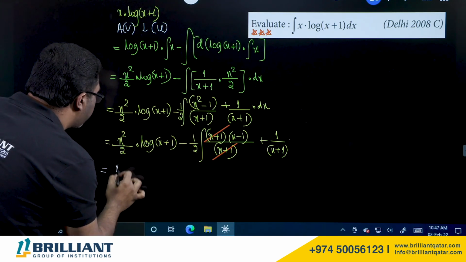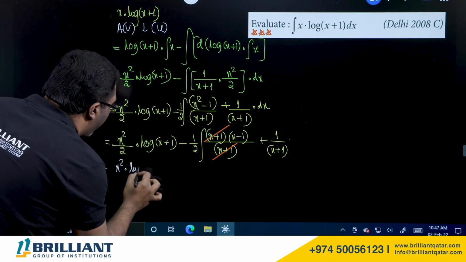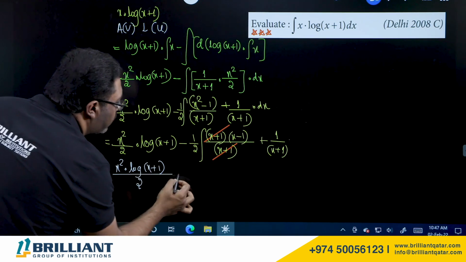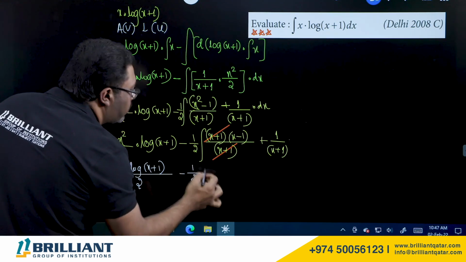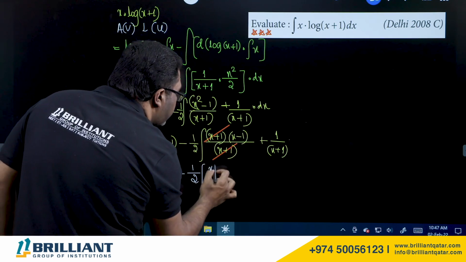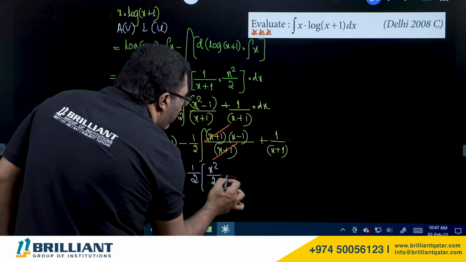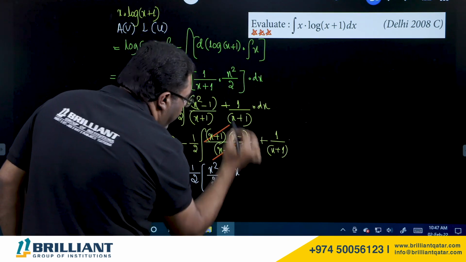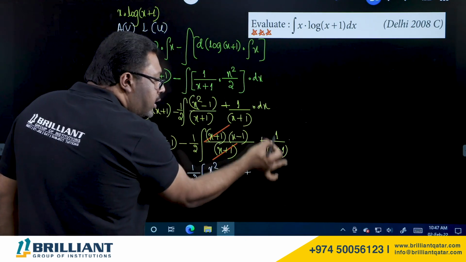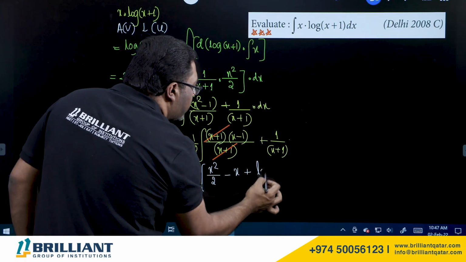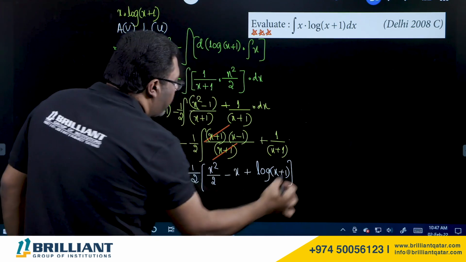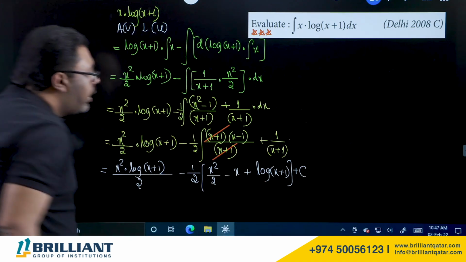That is equal to x squared into log of x plus 1 divided by 2 minus 1 by 2 into, what is the integral of x minus 1? Integral of x is x squared divided by 2 minus integral of 1 is x. So x squared divided by 2 minus x plus, what is the integral of 1 by x plus 1? It is log of x plus 1. Log of x plus 1 plus c.